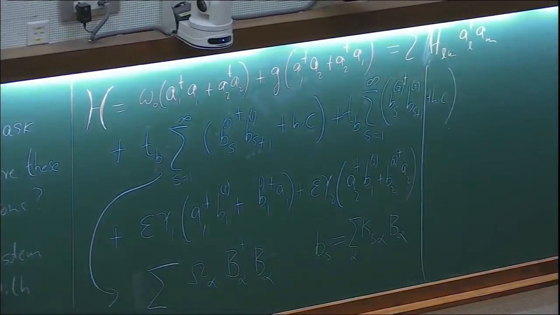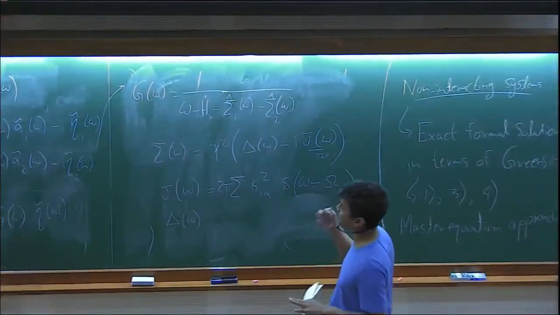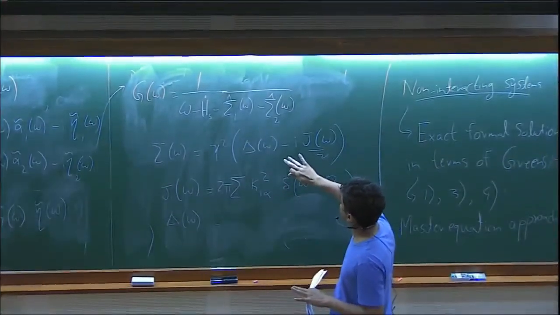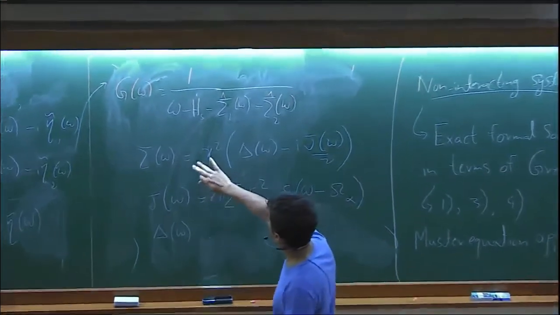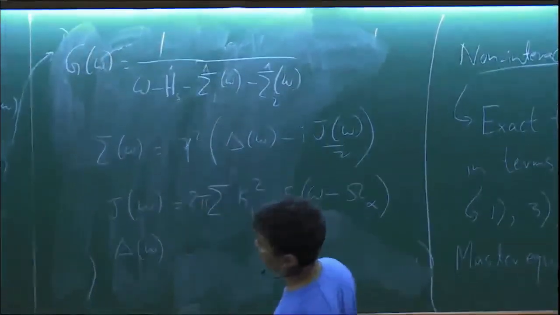So it's a complete property of the bath: the spectrum of the bath and how the first site is coupled to all the modes of the bath. That defines this spectral function j omega, and this is the central quantity that everything is going to depend on.